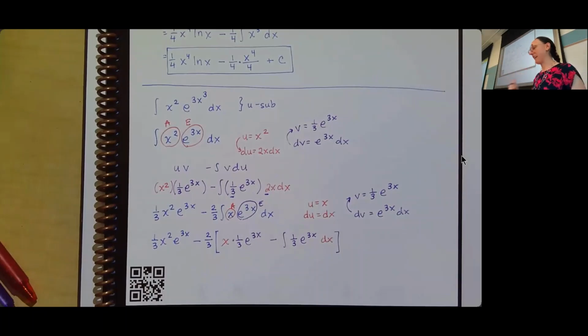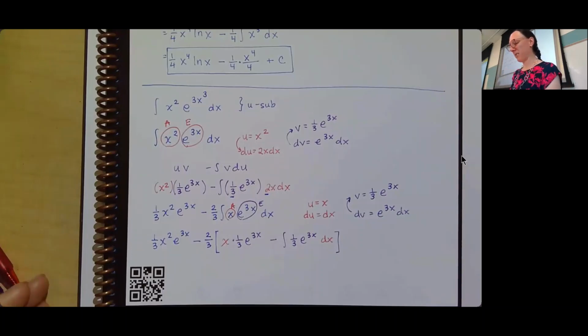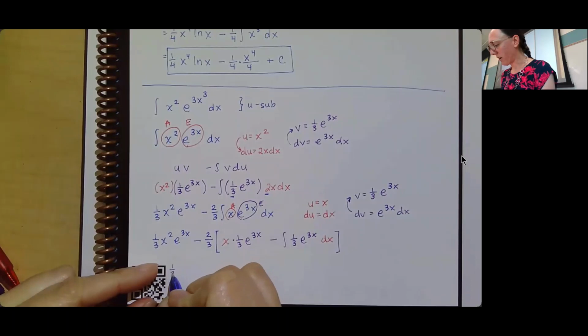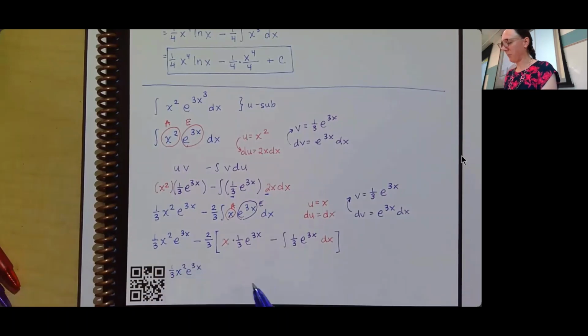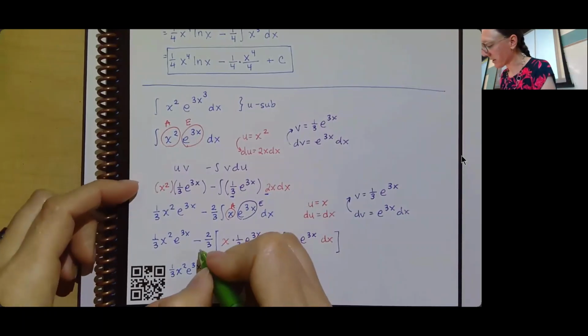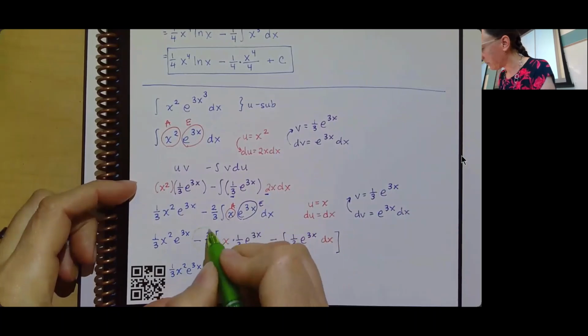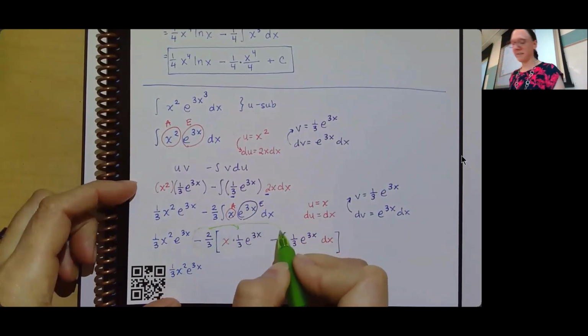Pause, simplify as much as we can before we do another integration. Although you don't have to do that step, as these get a little bit more complicated, keeping track of minus signs is important. And so I just find that if I pause and simplify before doing another integral, it helps. So I've got that 1/3 x squared e to the 3x, and I'm going to distribute the negative 2/3 in to both pieces.